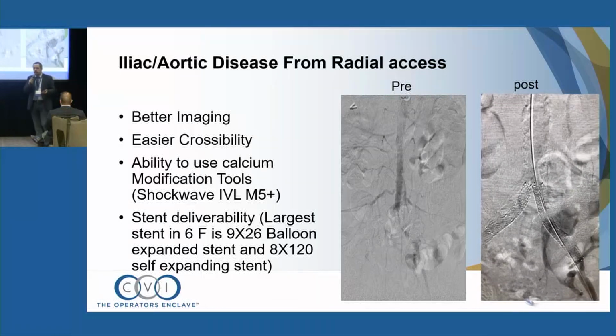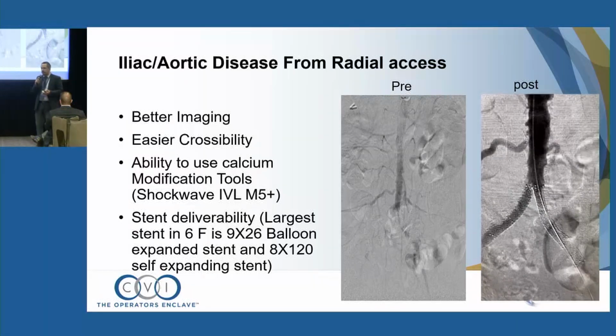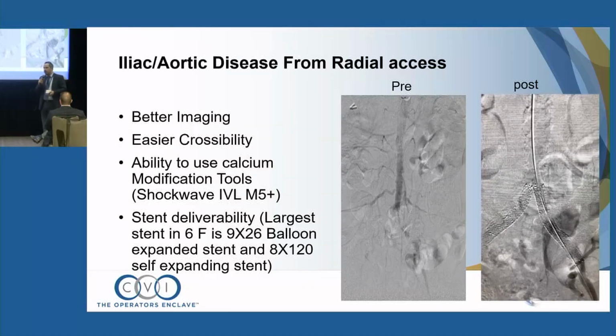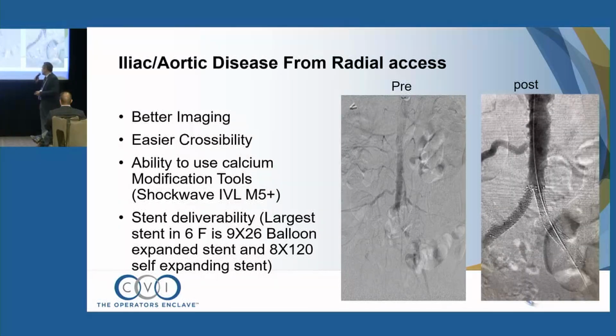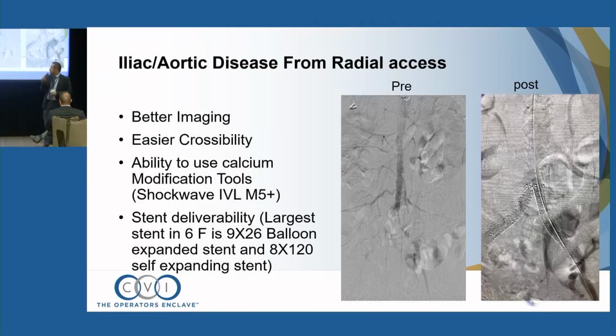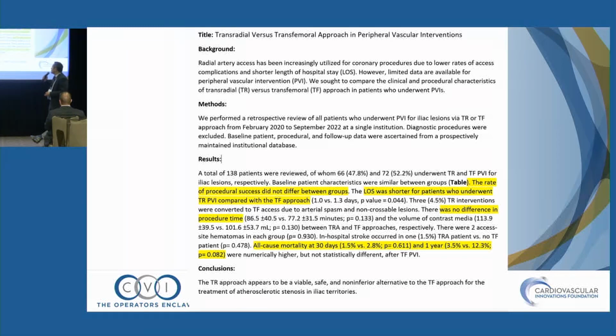So the largest stent you can do is 9x26 balloon expanded, but self-expanding for the external iliac and the distal part of the common iliac, you can deliver up to 8. But if you have someone with large iliac arteries, I would still go groin. So this is actually our paper that we just submitted to TCT.